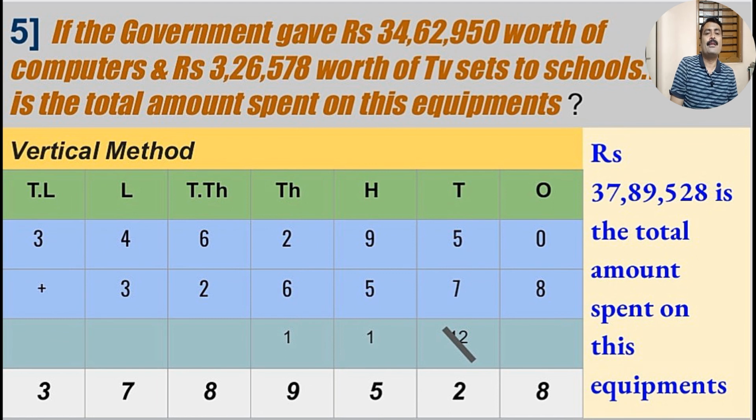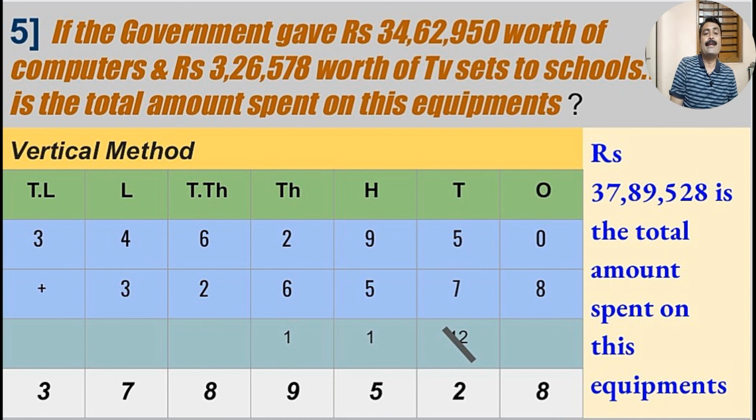Thereafter we take the plus sign and arrange the second number there, that is 3,26,578. In that, 8 we arrange into the ones column, below 0. 7 we arrange below 5 into the tens column. 5 we arrange below 9 into the hundreds column. 6 we arrange below 2 into the thousands column. 2 we arrange below 6 into the ten thousands column. We arrange 3 below 4 into the lakhs column, and there is no digit under 3.